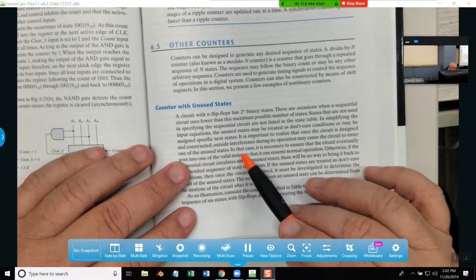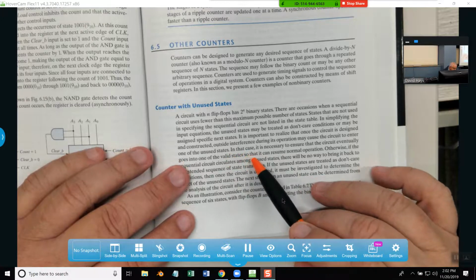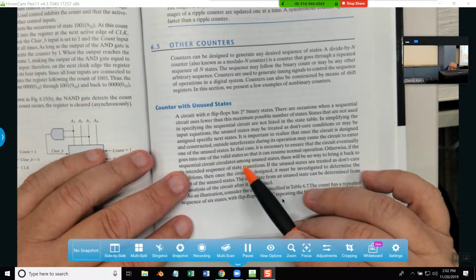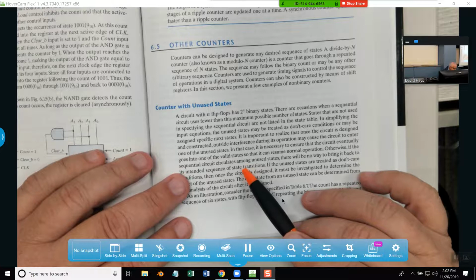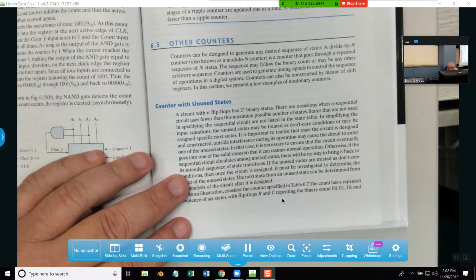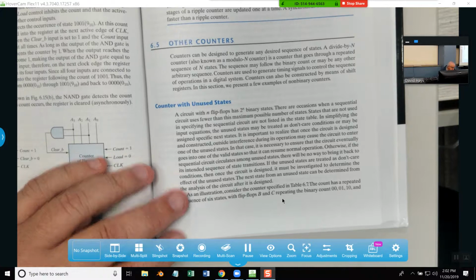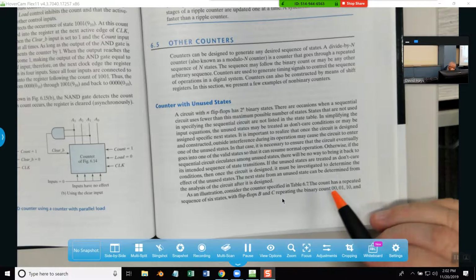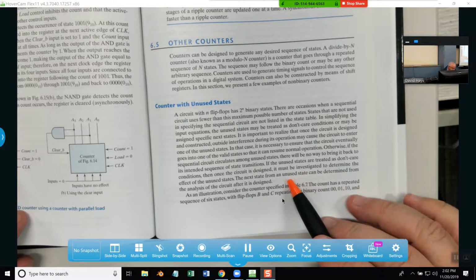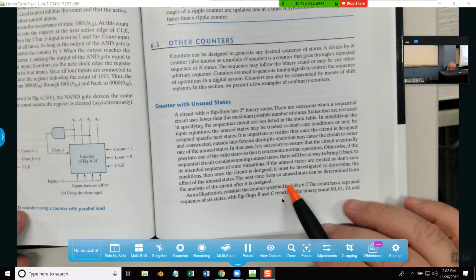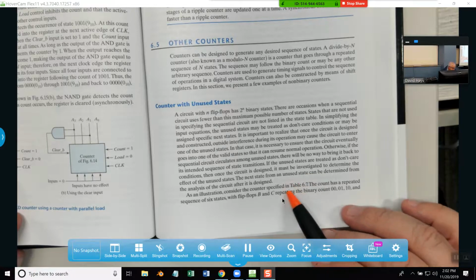In that case, it's necessary to ensure that the circuit eventually goes into one of the valid states so that it can resume normal operation. Otherwise, if the sequential circuit circulates among unused states, there will be no way to bring it back to its intended sequence of state transitions. If the unused states are treated as don't care conditions, then once the circuit is designed, it must be investigated to determine the effect of the unused states. The next state from an unused state can be determined from analysis of the circuit after it's designed.